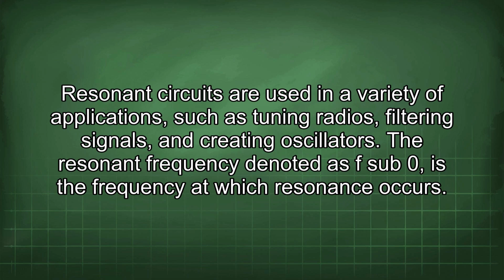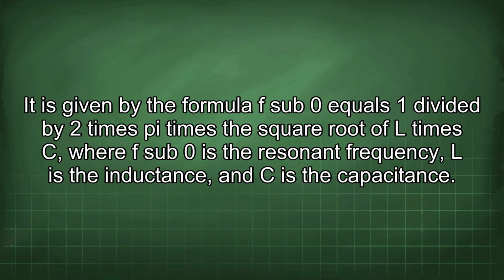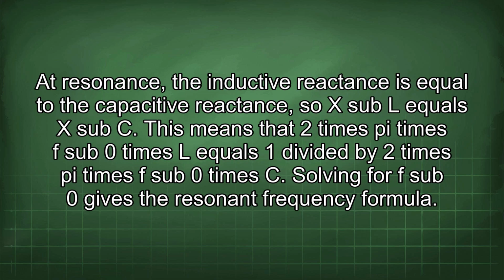The resonant frequency, denoted as f sub 0, is the frequency at which resonance occurs. It is given by the formula f sub 0 equals 1 divided by 2 times pi times the square root of L times C, where f sub 0 is the resonant frequency, L is the inductance, and C is the capacitance. At resonance, the inductive reactance is equal to the capacitive reactance, so X sub L equals X sub C.